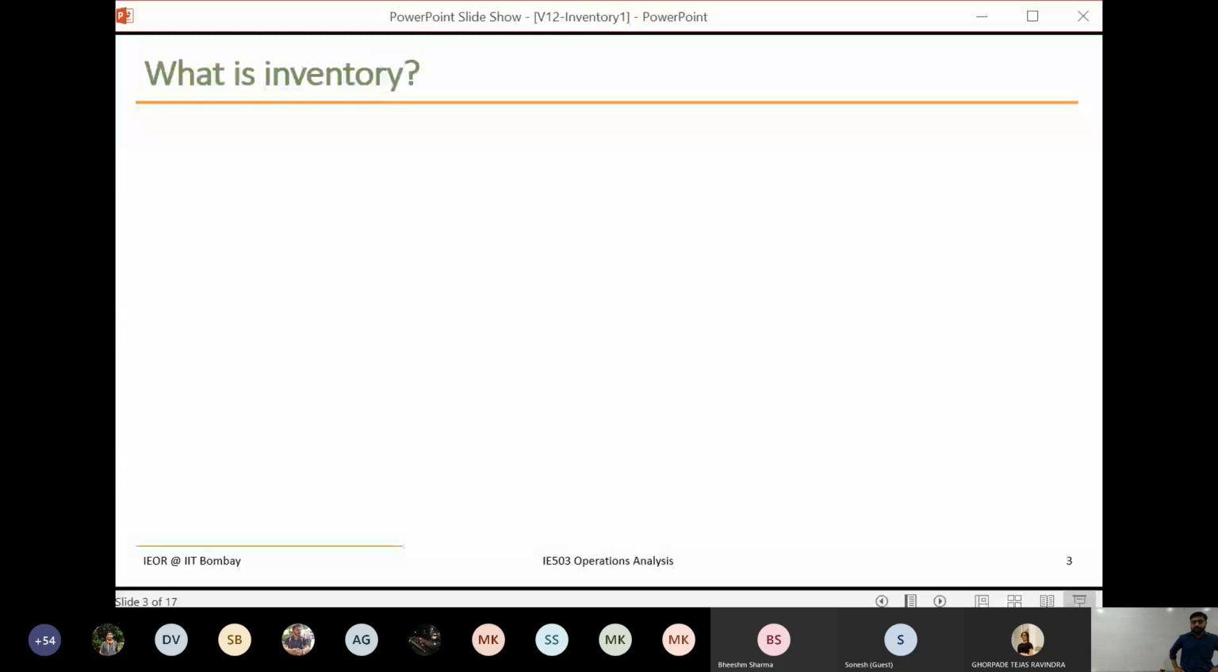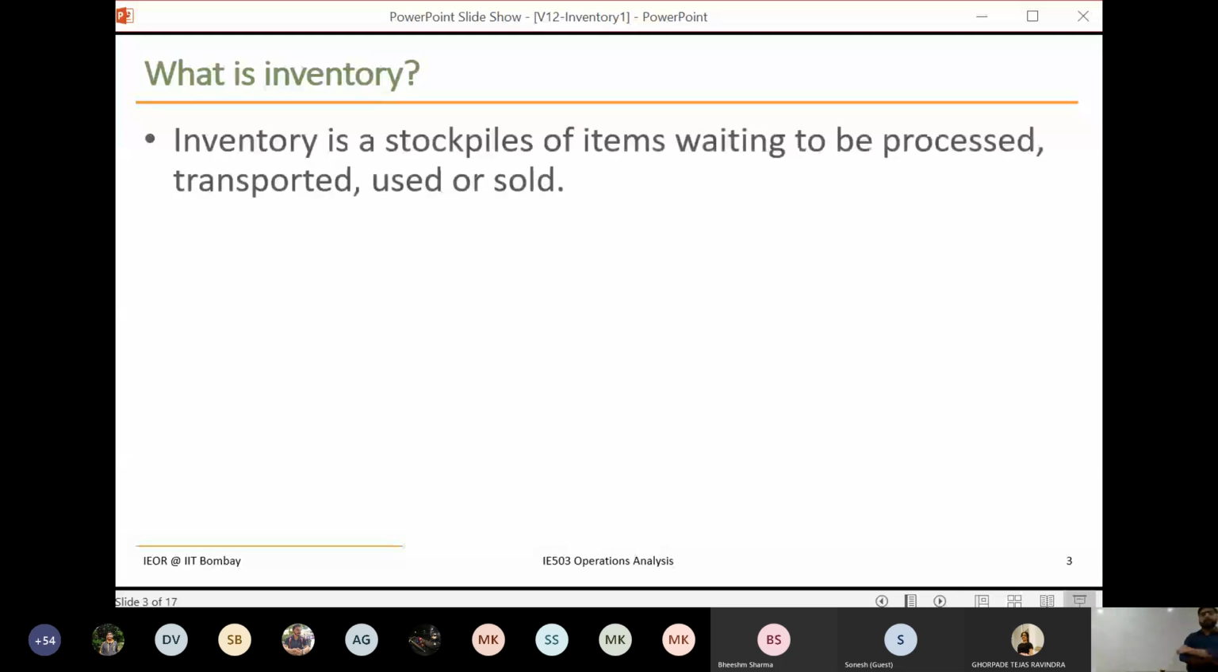So what is inventory? I had shared some reading material with you. Some of you might have seen it, others might be waiting for this lecture. By the way, some of the topics that are covered there, I may not do again. So let me just start with an introduction to inventory.